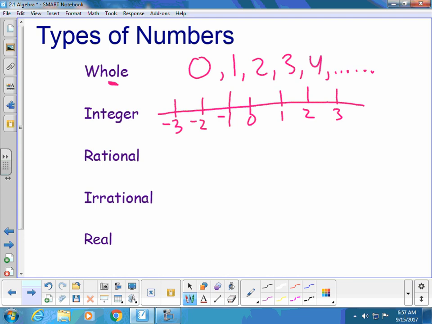Rational numbers are any numbers that can be written in fraction form. Any numbers that can be written A over B. So I'll just give you a few examples of rational numbers. 2/5. That would definitely be a rational number. 10. 10 would be a rational number because I could write it as 10 over 1.